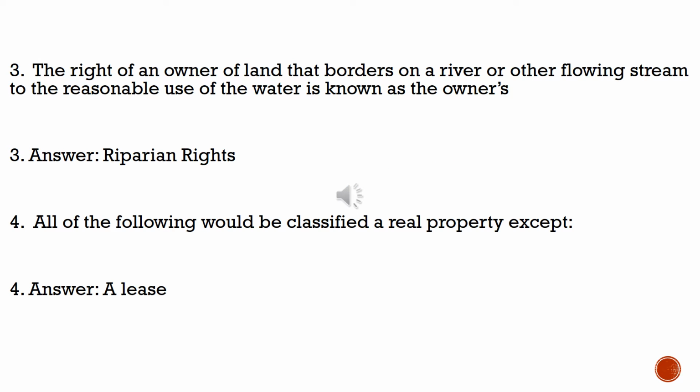Question number 3. The right of an owner of land that borders on a river or other flowing streams to the reasonable use of water is known as the owner's? Answer: riparian rights. Question number 4. All of the following would be classified as real property except? Answer: a lease.